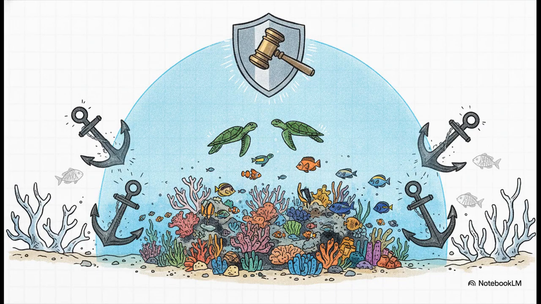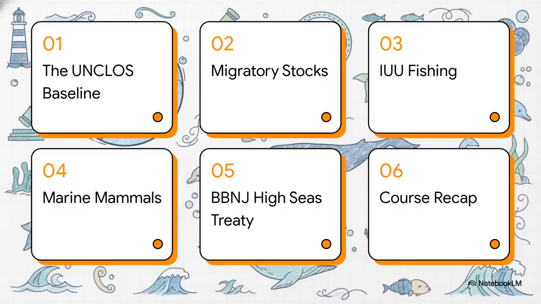This explainer teaches the international legal framework governing how the world conserves ocean life, which is, frankly, an absolutely vital system designed to prevent the total collapse of our global marine ecosystems. So here's our roadmap for this session. First up, we'll look at the UNCLOS baseline. Then we'll check out the legal patches created for straddling and migratory stocks, tackle illegal fishing, examine marine mammal protections, and finally explore the groundbreaking new BBNJ High Seas Treaty. And of course, we'll wrap up with a structured course recap to really cement everything you've learned today.